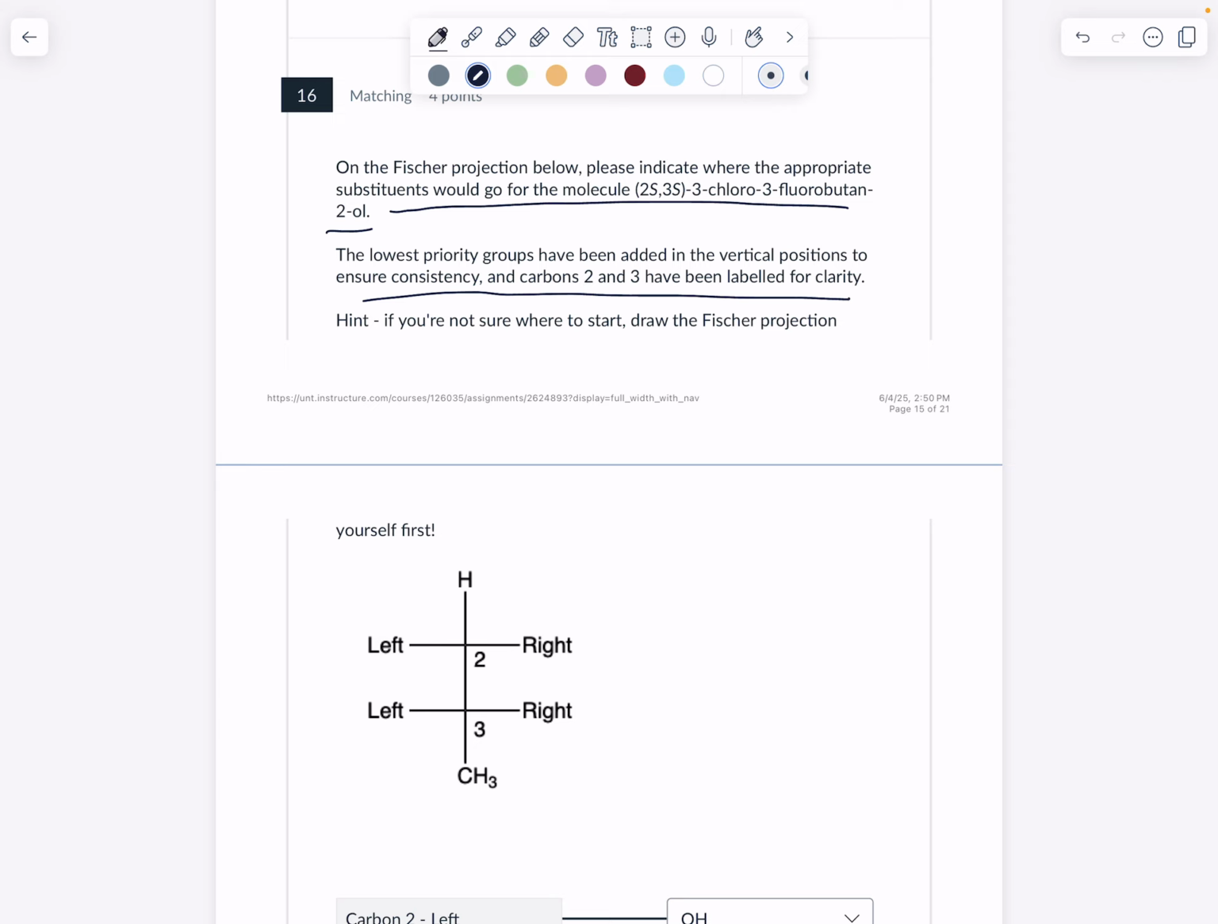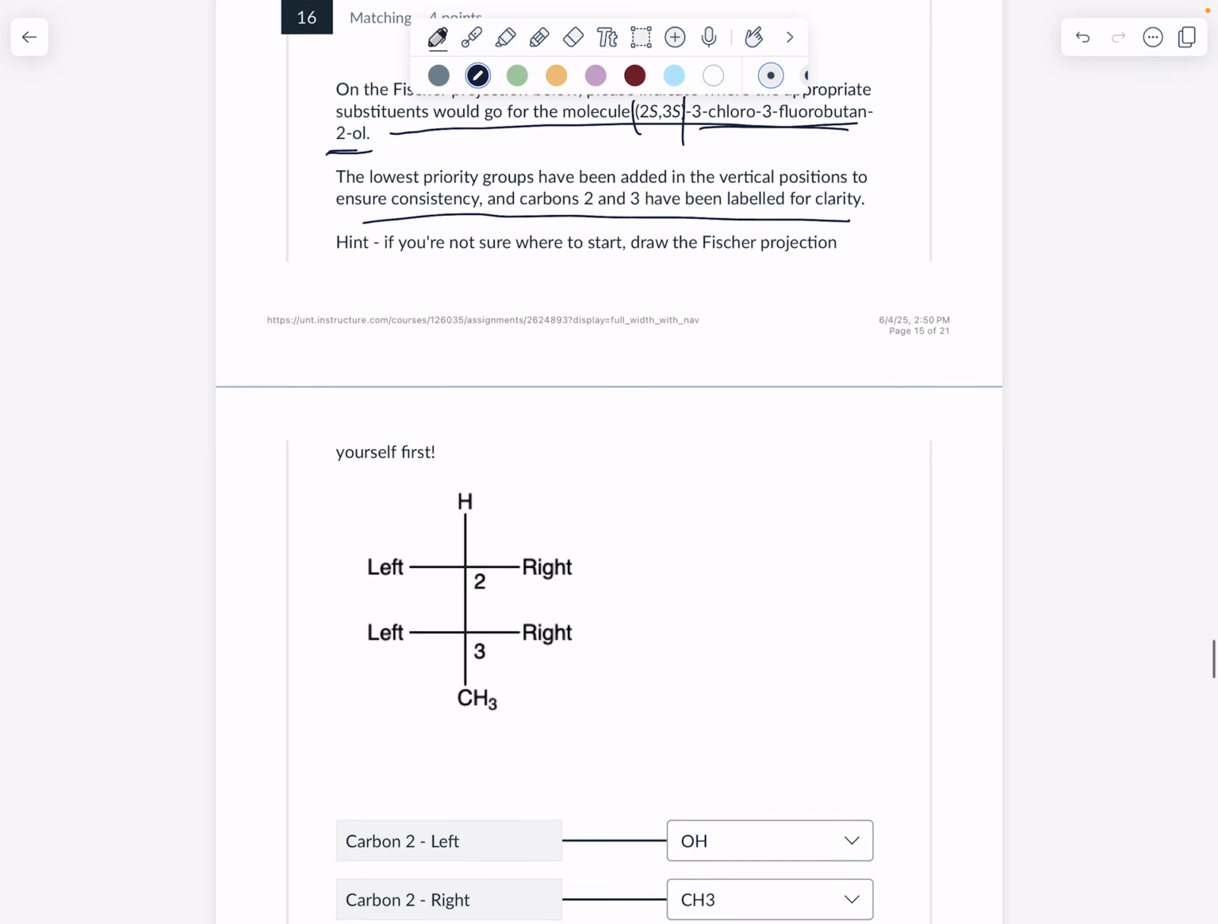Okay, so I'm going to start by not worrying about these, but I'm just going to start by drawing this. 3-chloro, 3-fluorobutanol. And I'm going to draw a CH3 here and a CH3 here, so that makes it very clear. I have carbon 1, 2, 3, and 4.